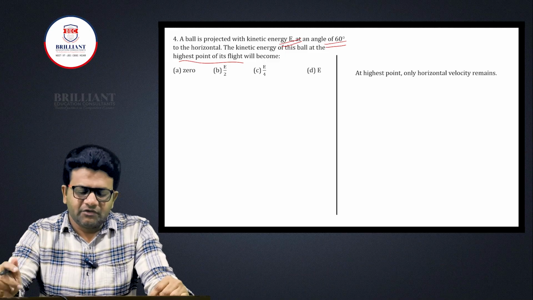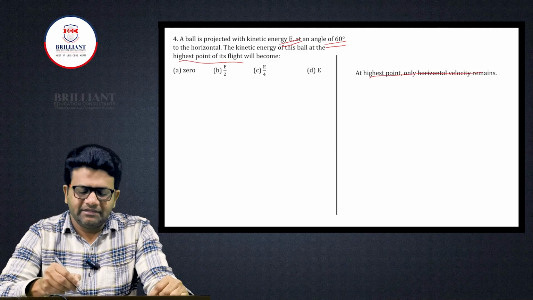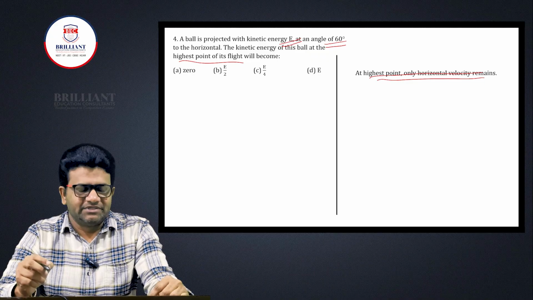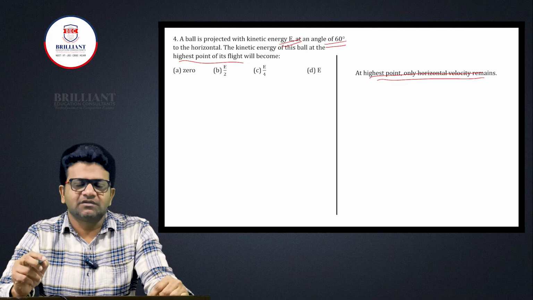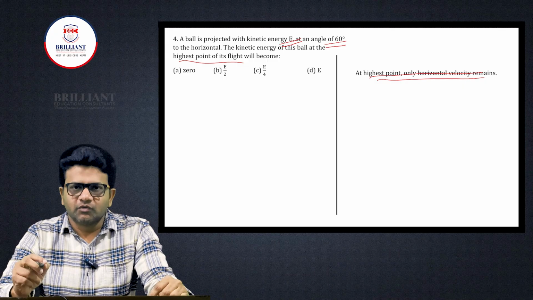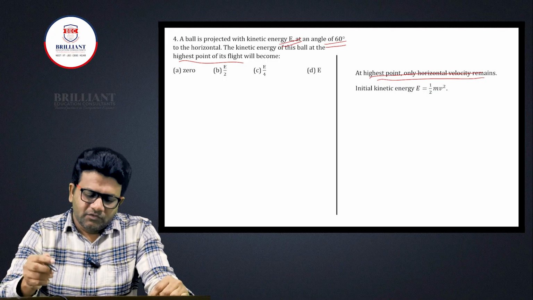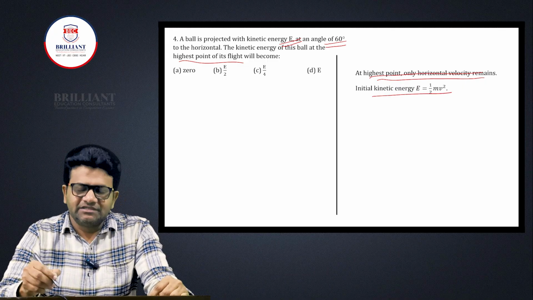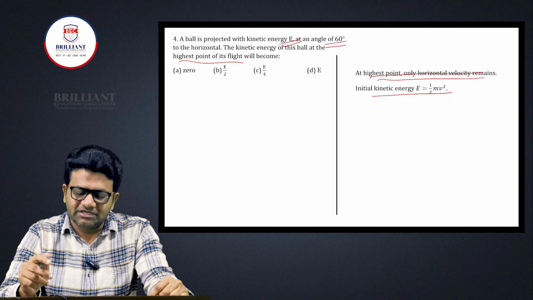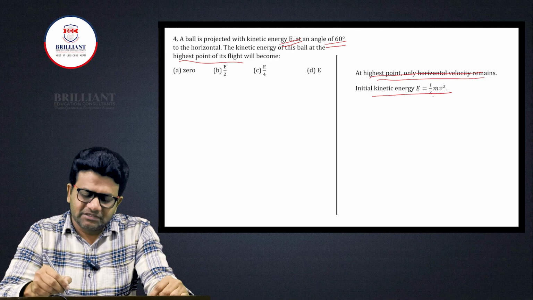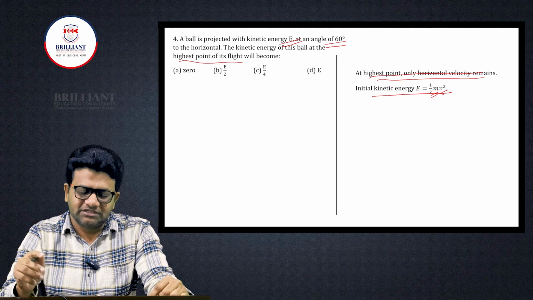For this, we know that at the highest point only horizontal velocity is there. The vertical velocity is 0. So initially ux and uy are there, u cos theta and u sin theta. But at the highest point, only u cos theta exists. So initial kinetic energy, we know the equation is half mv square. We are taking here v as the initial velocity, where m is the mass and v is the velocity.